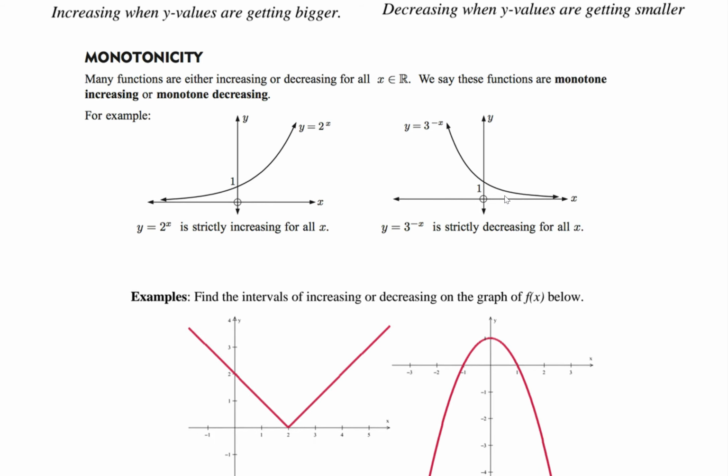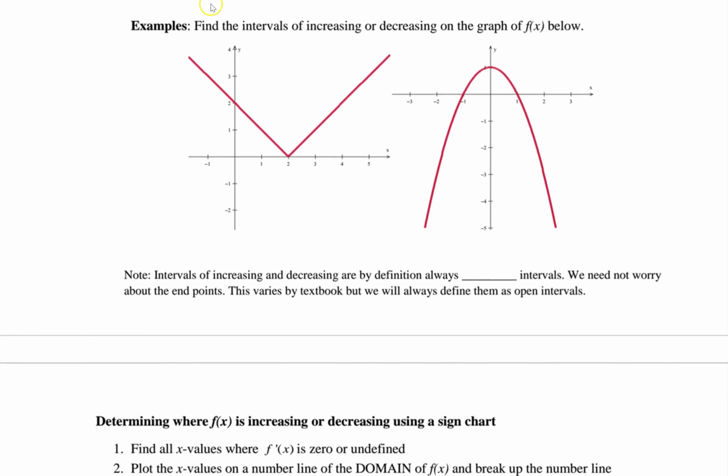Monotonicity, it's a fancy word you don't really care too much about right now. But mono means one. And monotonicity means it's only doing one or the other. It's either all increasing or all decreasing. So anytime you have a thing that's going either one or the other, it's called a monotonicity. So let's look at this graph here, right?